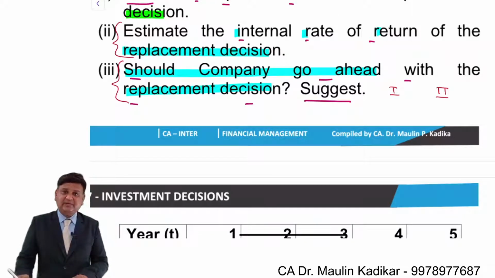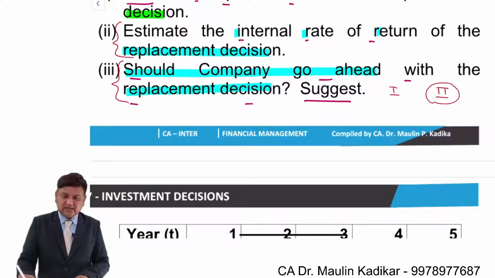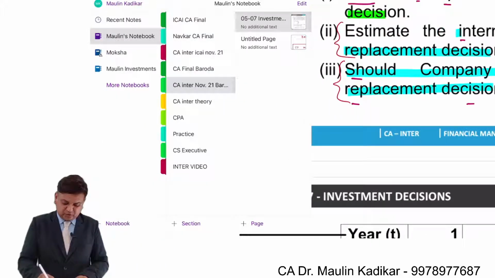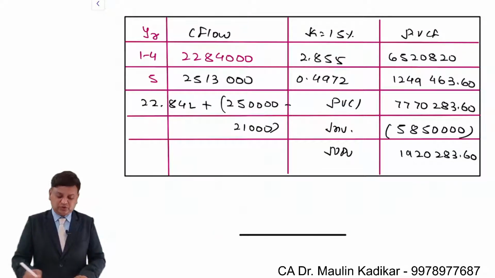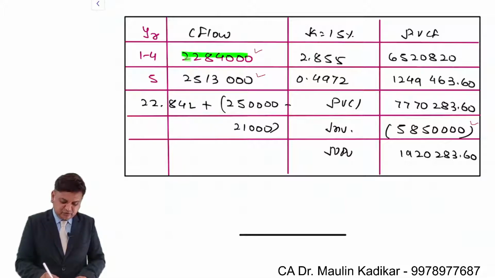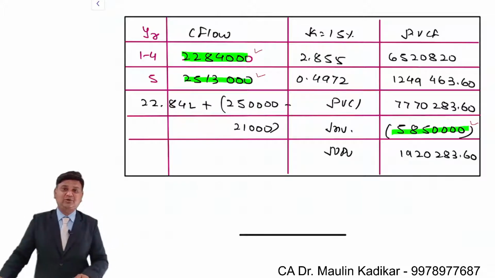Now, when I am doing the second part of the question, be a little bit careful. If you have adopted the second method of solving the question, that is the incremental approach, then you can directly take these cash flows for the IRR calculation. That is year 1 to year 4, year 5, and this is year 0. Using them, you will make the calculation of IRR.